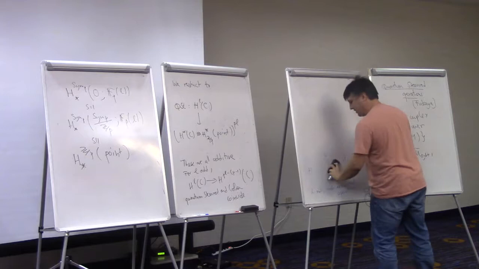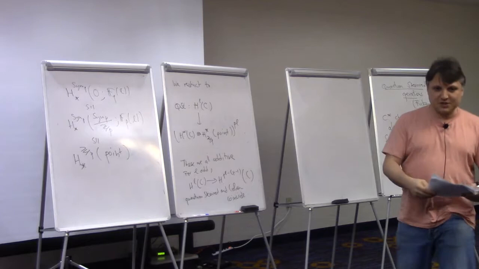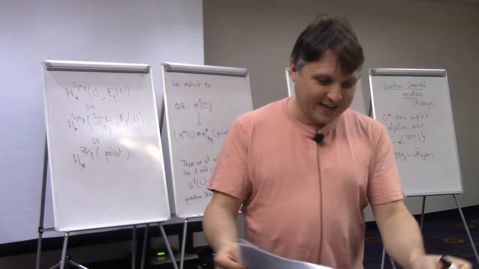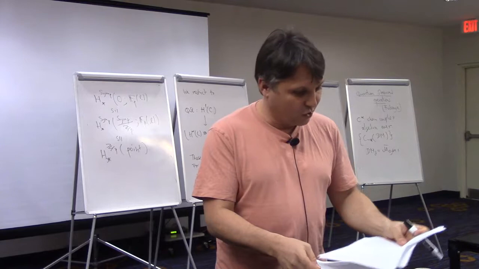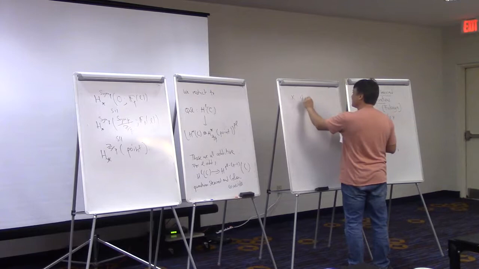Having given what was possibly the worst possible introduction to cohomology operations ever given in the history of mankind, I can now go to symplectic geometry, to the applications of this. Okay, so let's start. As usual, X is a closed symplectic manifold.